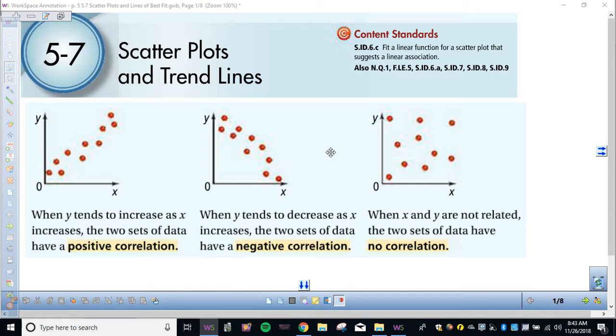And positive, negative, and no correlation. How do we draw those graphs? The best of our ability? Yeah, don't be crazy about it. Just make some dots and make the dots look like these dots.